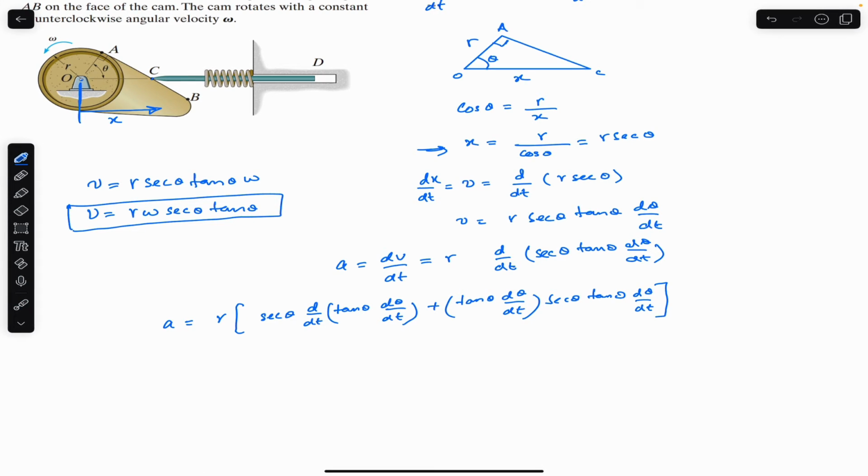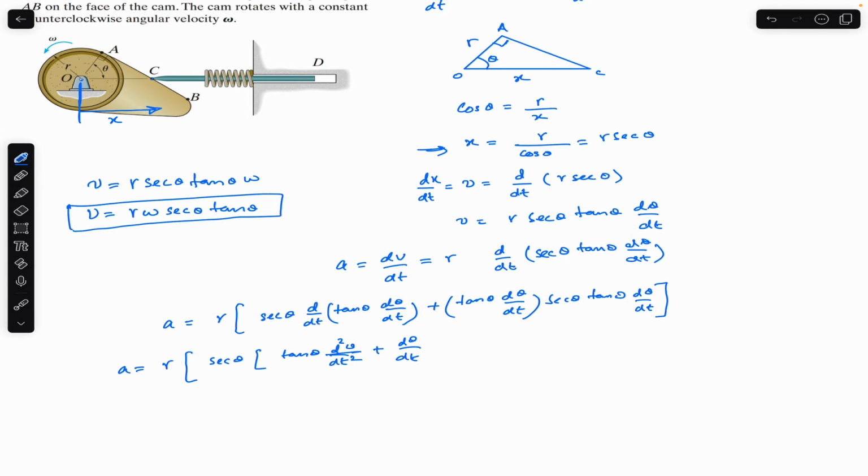So acceleration will be equal to r, this will be secant theta, and now from this we can say that this will be tan theta and d theta by dt into d theta by dt. So this will become d square theta by dt square. So let me write it like this. This will be d square theta by dt square, and then we will write plus d theta by dt, and then the derivative of tan theta.